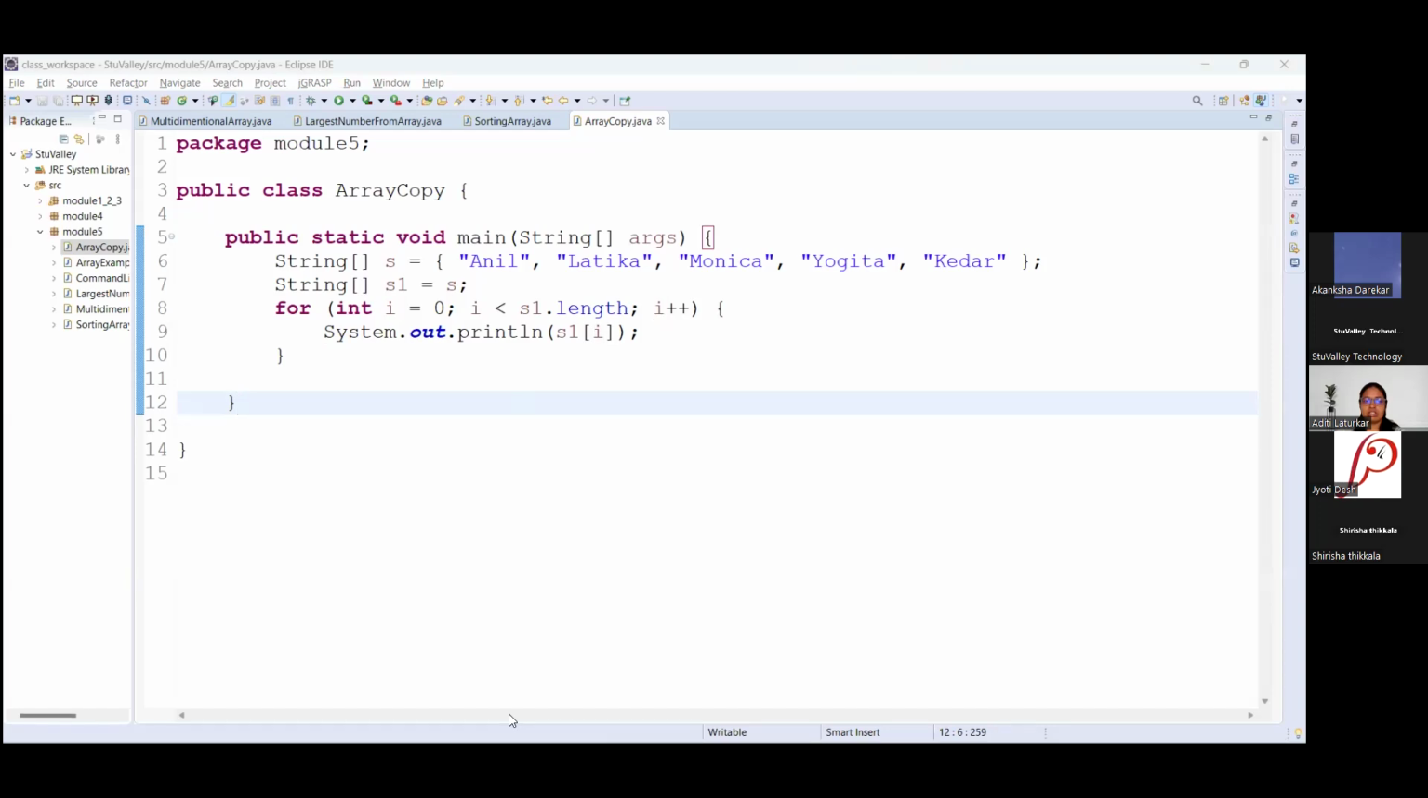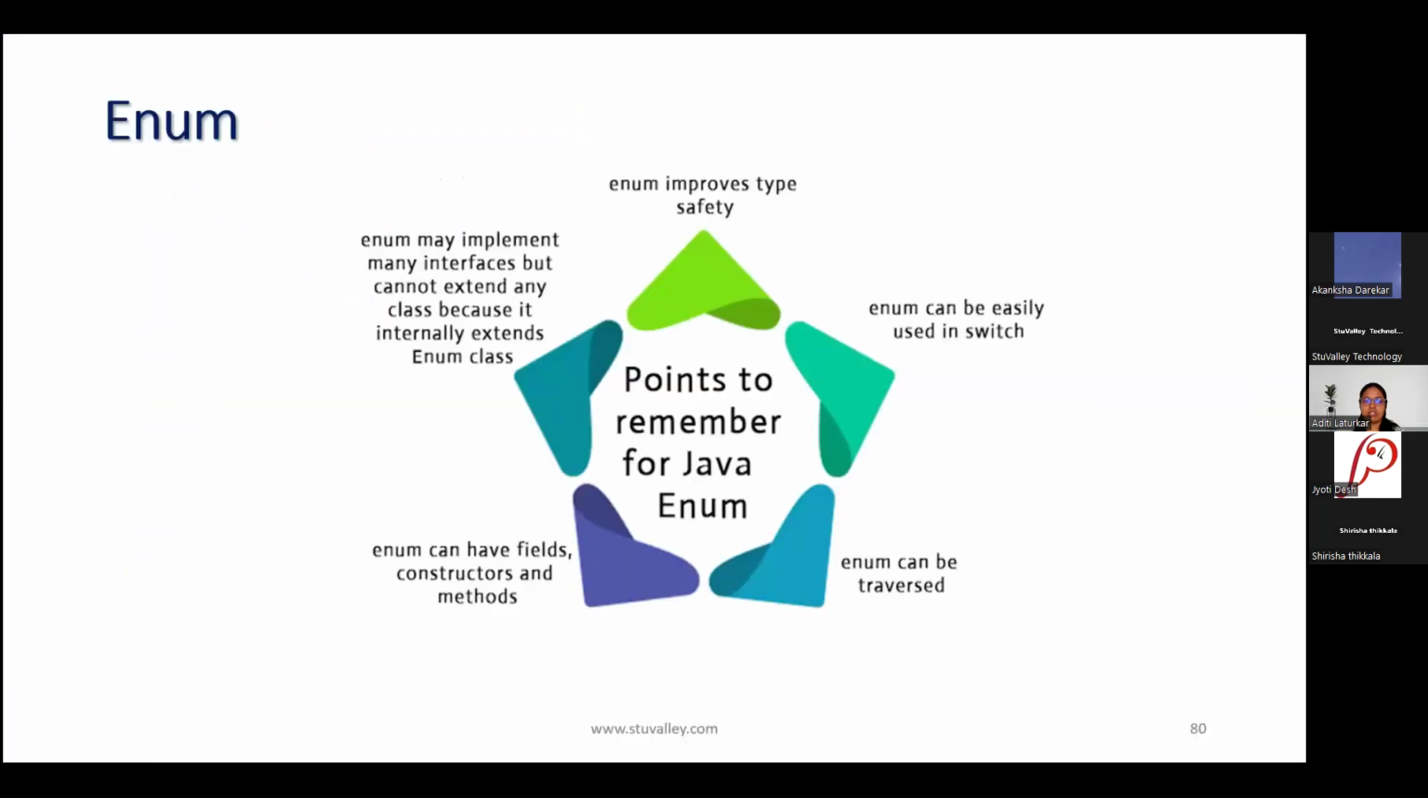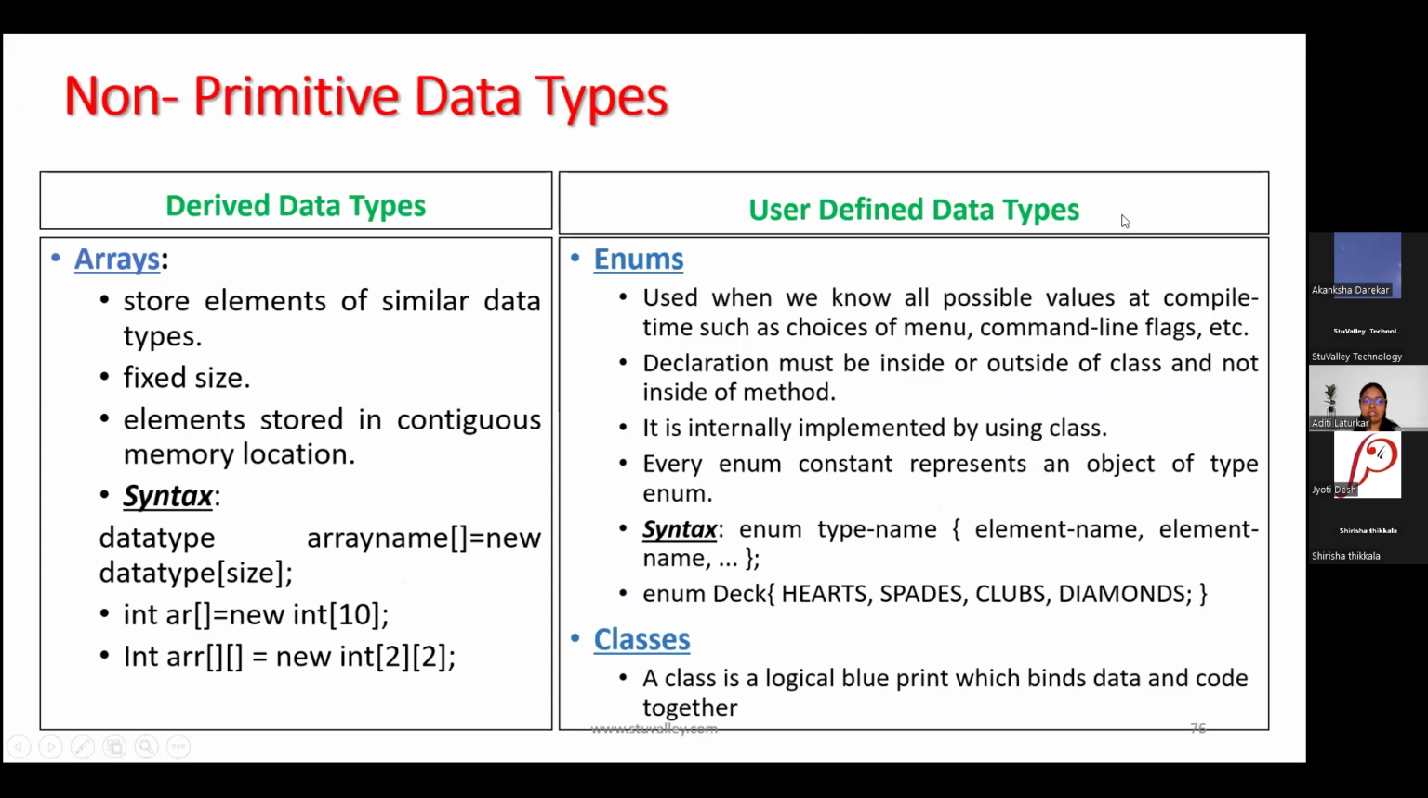Now we are going to see the next topic, that is enum. Enum is nothing but a user defined data type. Enums are basically used when you know all the possible values. For example, a menu, or a deck of cards. There are only 4 types of cards. There are only 7 days in a week. There are only 12 months in a year. Such possible values you know at compile time itself. That time we use enums.